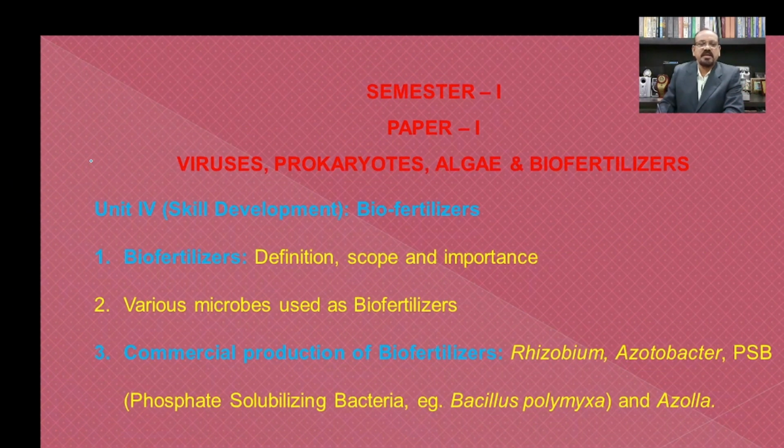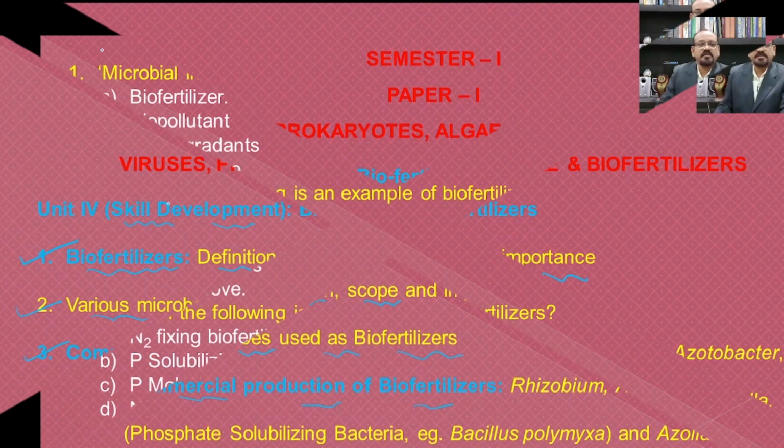As per the new syllabus, every paper is based on the skill development in the form of 4th unit. In the first topic of this unit, which include the biofertilizers, that is the definition, scope and the importance. Then the various microbes used as a biofertilizers. Then in a third topic, commercial production of biofertilizers, which include the Rhizobium, Azotobacter, then phosphate solubilizing bacteria, Bacillus polymixa and the Azolla. So let's see the different 60 MCQ type of the questions on this unit.